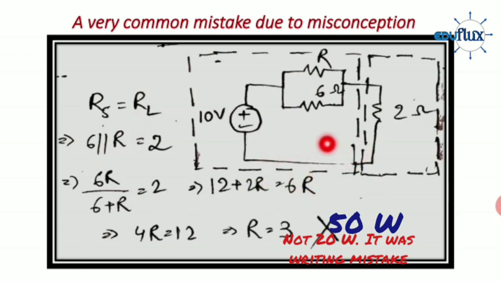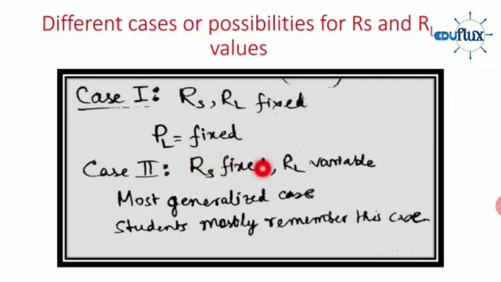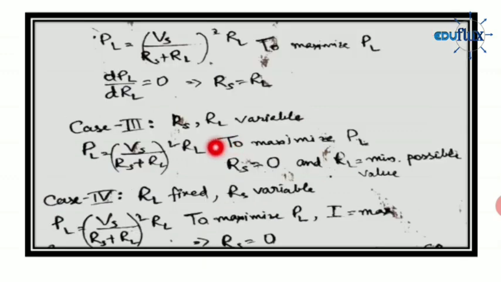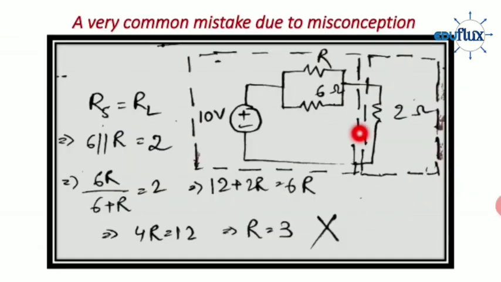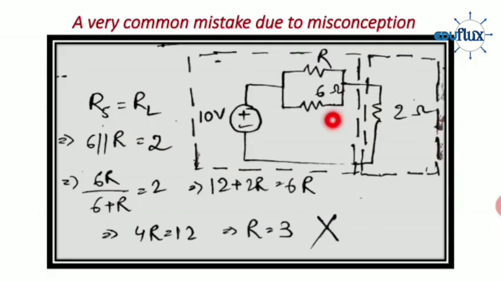This is wrong because, as well explained, this is not the case for which Rs equal to RL can be applied. Rs equal to RL can only be applied in the second case, in which Rs is fixed and RL is variable. For this case, what needs to be applied is Rs equal to 0 or the minimum possible value, because here RL is fixed at 2 ohm, whereas Rs, the source side resistance, is variable. So the correct approach would be to minimize the source resistance and make it 0 in this case, so that the maximum power is transferred to the 2 ohm resistor, as is obvious from what has been explained before.